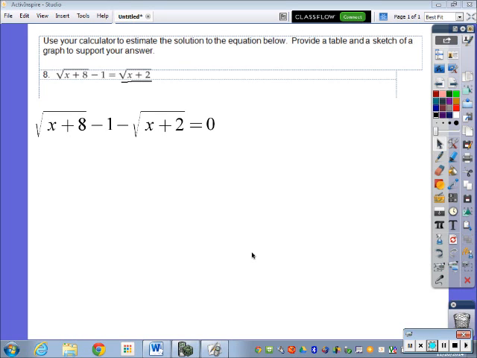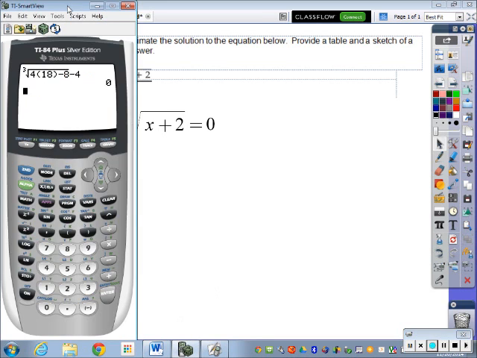Remember that when you add and subtract radicals, you don't combine them like you do when you multiply and divide. So it's just a really long equation. And once I subtracted it from the right, I'm left with 0 on the right. And that means now I'm ready to put it in my calculator.